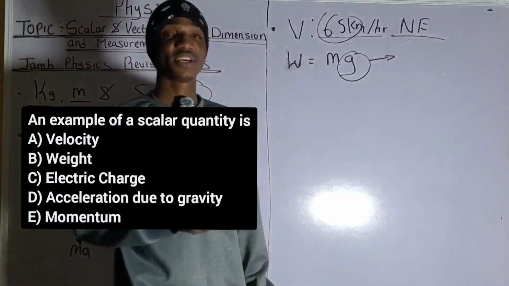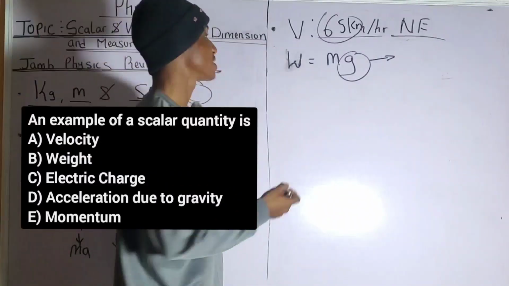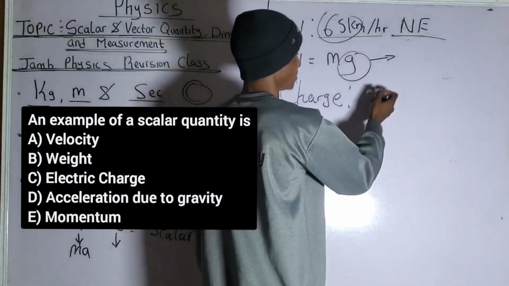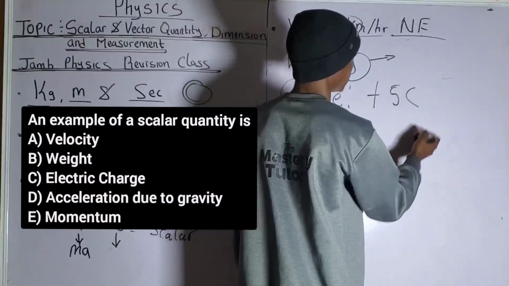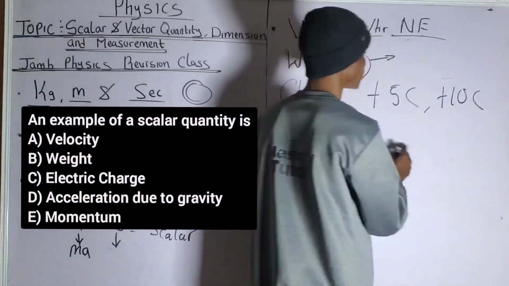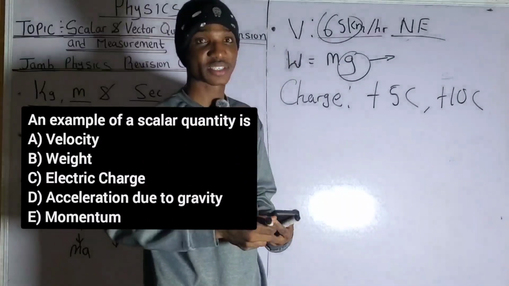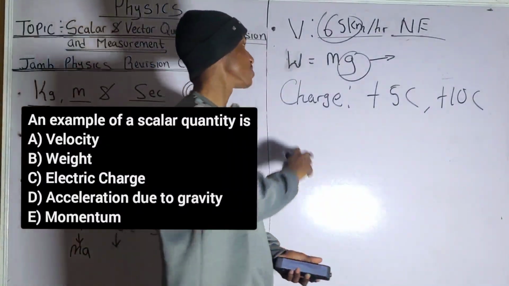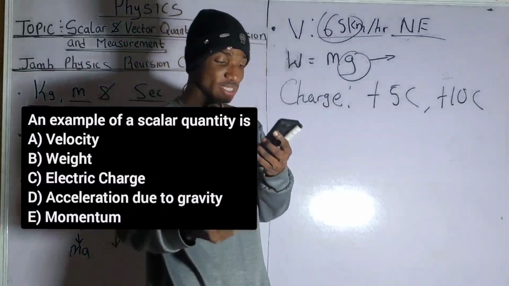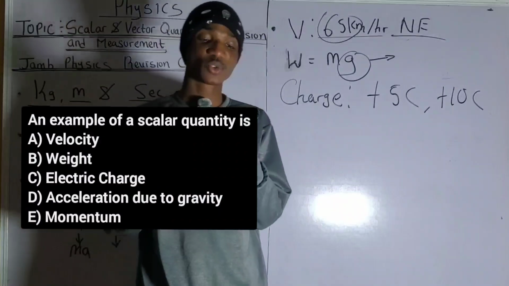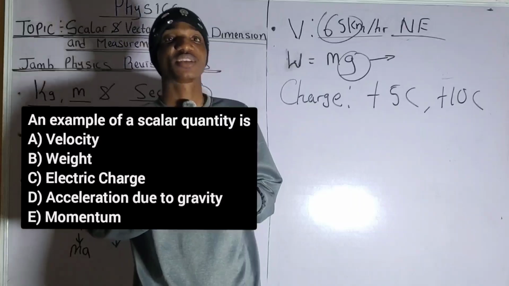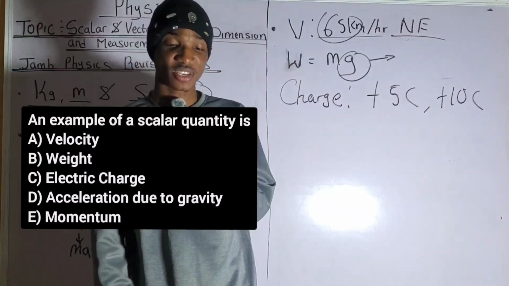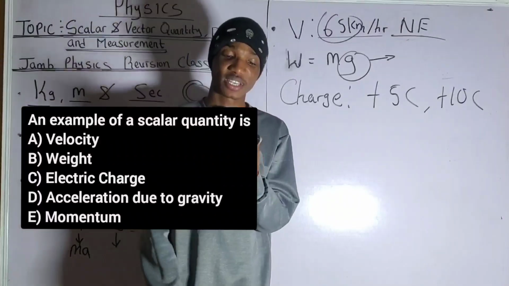What of the next option, which is electric charge? Electric charge is a scalar quantity. A typical example is plus 5 C or plus 10 C. This only has magnitude, which is positive 5. It has no direction, so this is a typical example of a scalar quantity. Now, look at the next option. We have acceleration due to gravity. Acceleration due to gravity is the kind of acceleration that pulls an object towards the center of the earth. So that is not a scalar quantity as well.